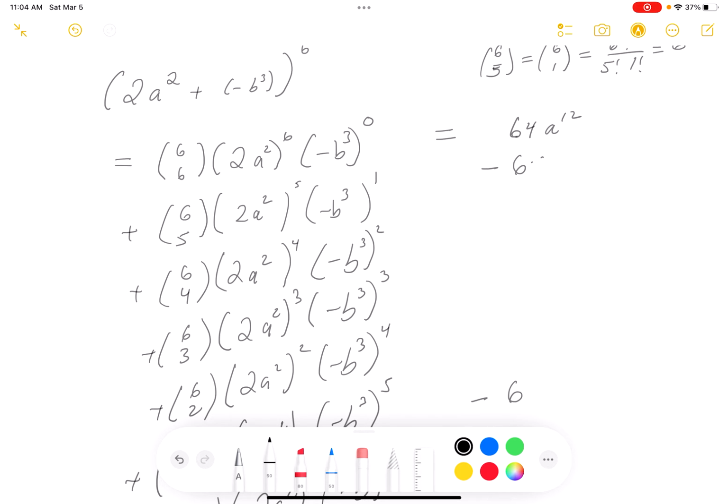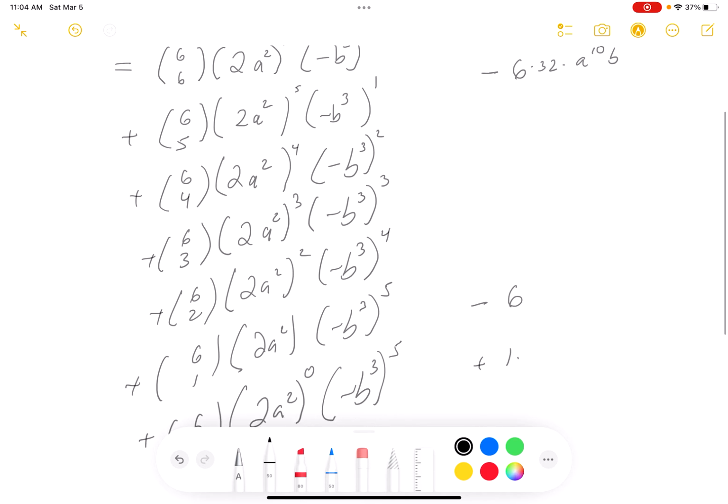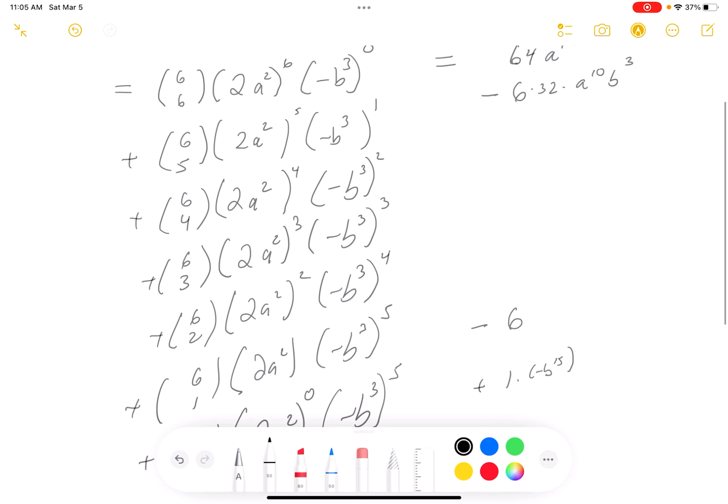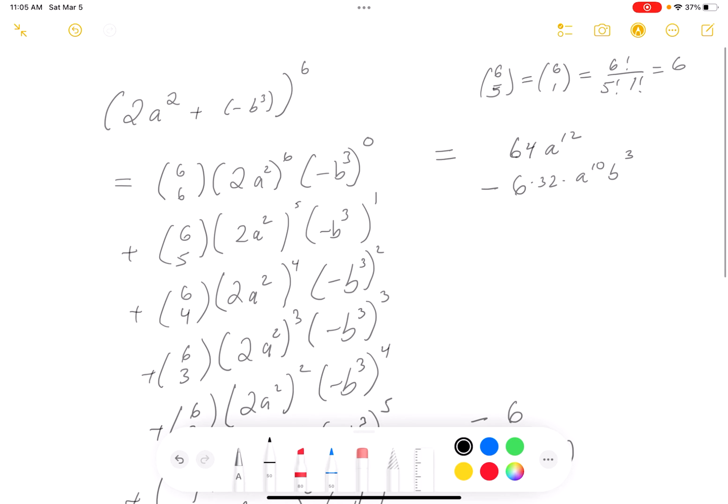Let me go back over here, kind of do that. What are you going to get? 32a to the 10, b cubed. I need to simplify that, though. By the way, I forgot to write this one down, and I'm sorry about that. This is going to be, there's none of that, but over here, there's going to be minus b to the 15. Sorry about that. I forgot to write that one down. We'll take care of that later, by the way. I got to simplify this, though. And 6 times minus 32 is minus 192.